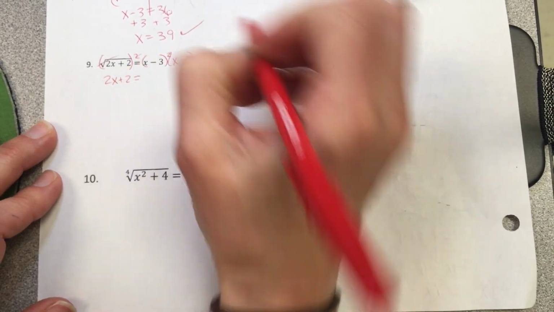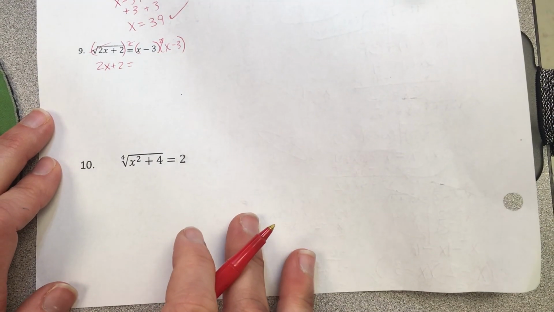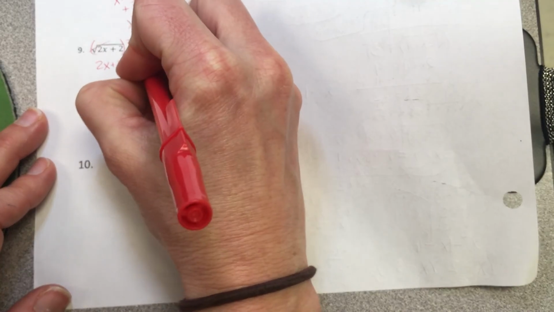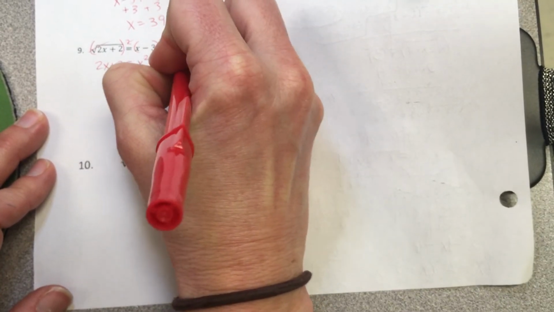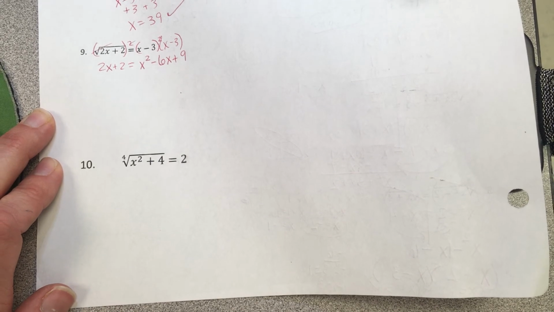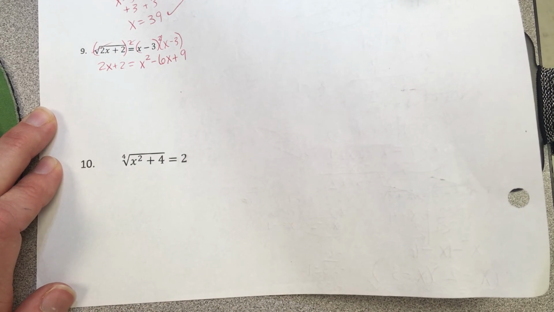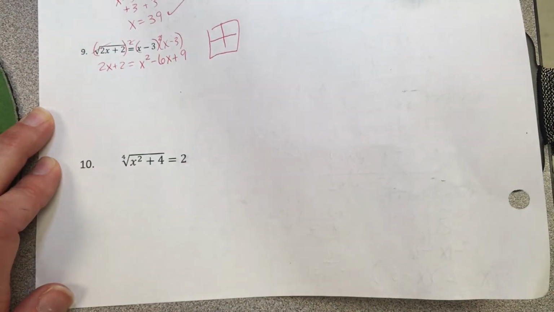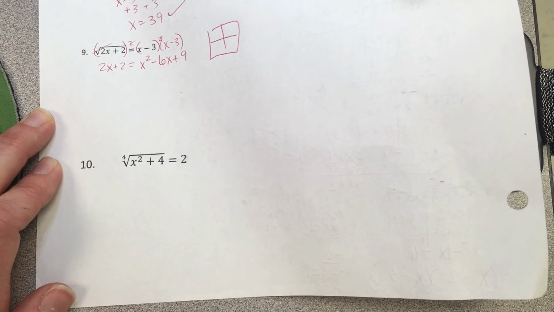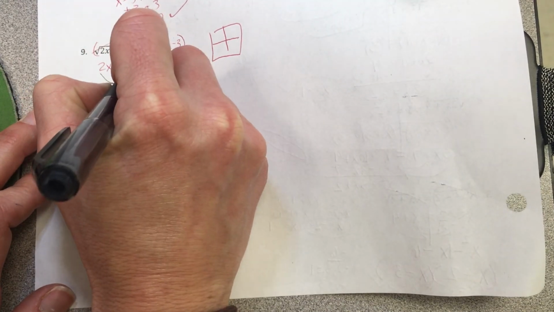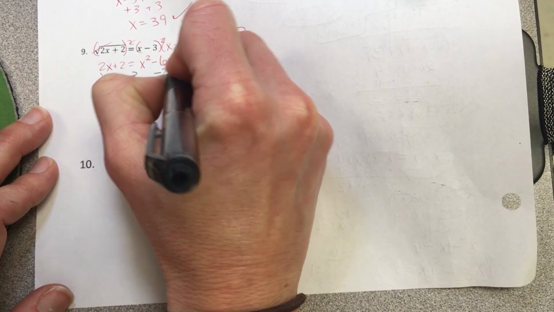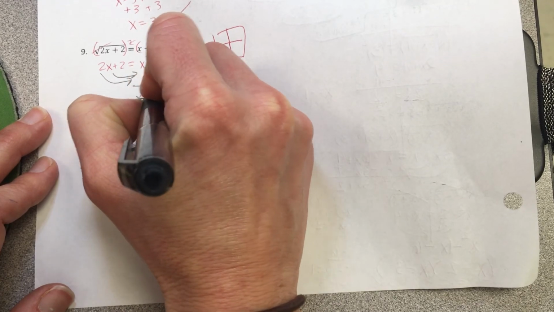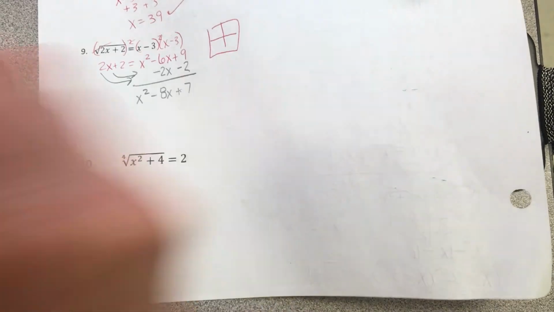Yep. All right, guys, for the sake of time and your mental health, I'm going to go ahead and tell you you're going to get x squared minus 6x plus 9. When you do the box, you're going to get x squared minus 6x plus 9. But you're right, you would need to do the box. Okay? All right, what would you do next? Good. You move everything to one side. So that'd be minus 2x and minus 2. That gives you x squared minus 8x plus 7.